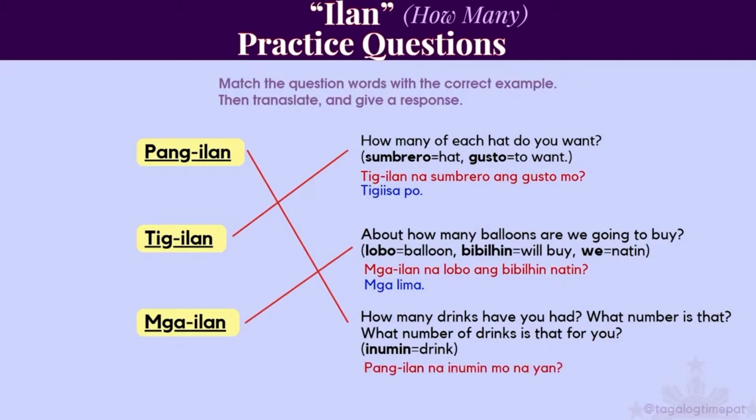How many drinks have you had? What number is this? What number of drinks is that for you? All of that is encompassed by this one question. Pang ilan na inumin mo na yan? Pang-apat na ito. This is my 4th. So do you see how that one is asking about the order of your drinks or how many you had? And then your response is just that order. So this is the 4th. Pang-apat na ito.